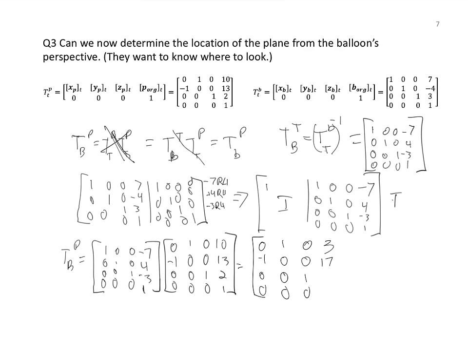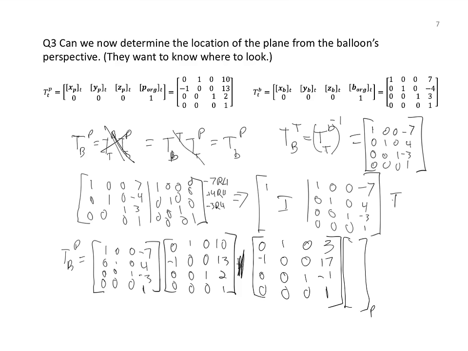And we have 2 minus 3 is minus 1. Okay, and of course 1 for our homogeneous coordinate down here. So there is our transformation that will take coordinates from our plane's perspective to our balloon's perspective. We could multiply that. Let's just do that and pretend we're doing the multiplication by a vector now.